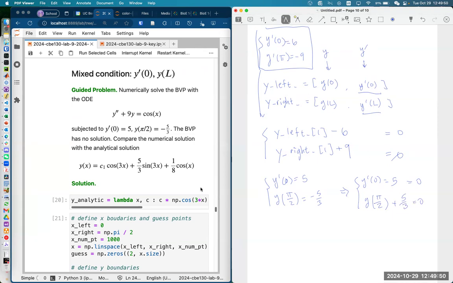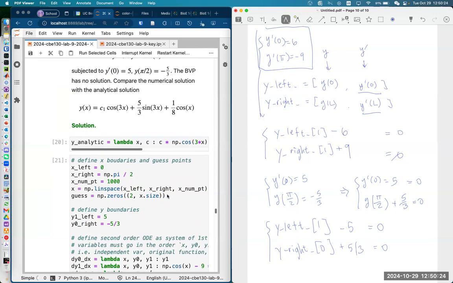And using the convention, we can rewrite this in Python. This is y prime of 0, so y left of index 0. Oh, it is the first derivative, so index 1, minus 5 is equal to 0. And then on the right, y right, we have the original function, so we use index 0, plus 5 over 3 is equal to 0. So that's how we define the boundary conditions.